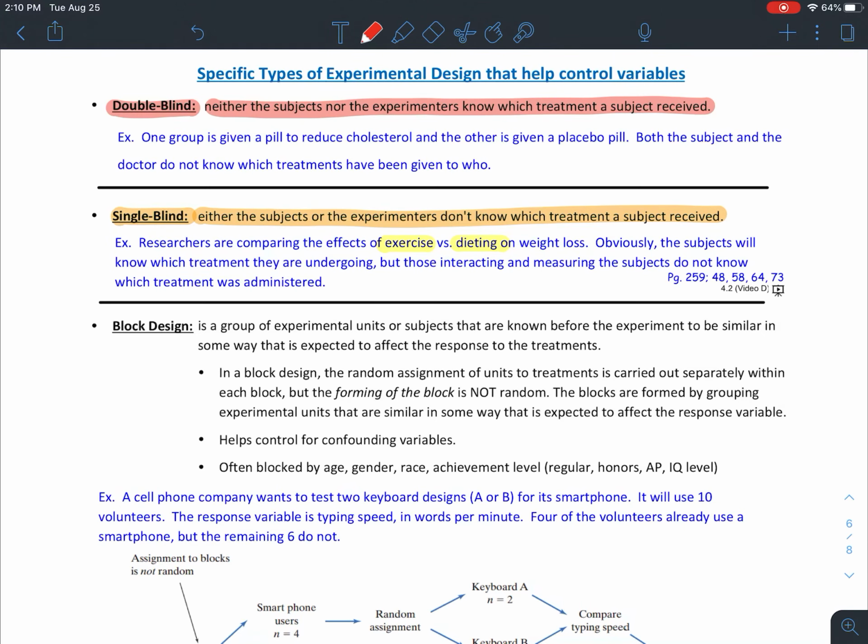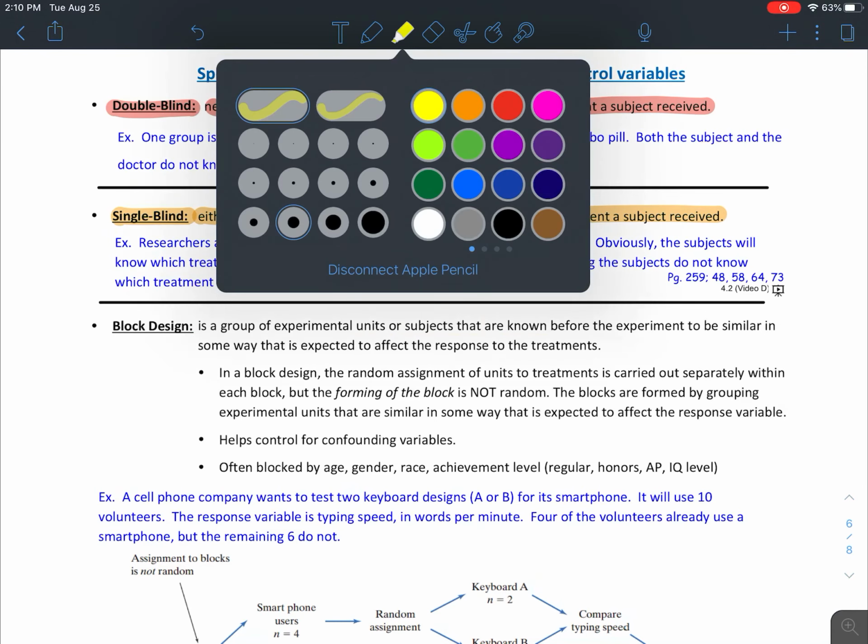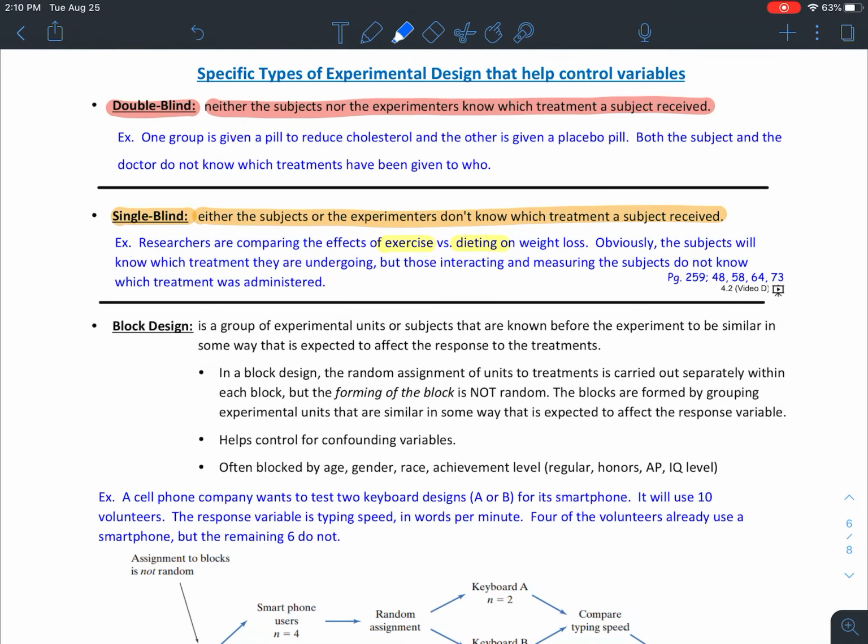Okay, we are going to wrap up section 4.2, in fact, chapter 4 here today, talking about designing experiments. We discussed at the end of the last video about a double-blind and a single-blind experiment, but there's a lot mentioned on the AP test regarding what's called a block design. And this can be a little confusing, so I want to make sure that it's clear what a block design is referring to.